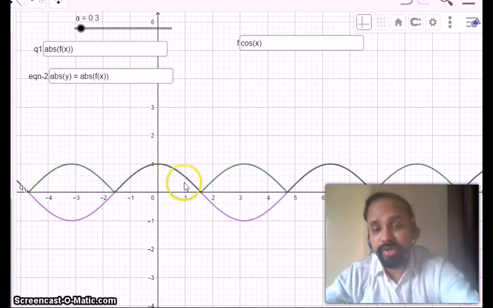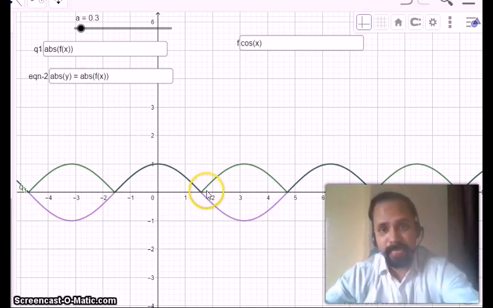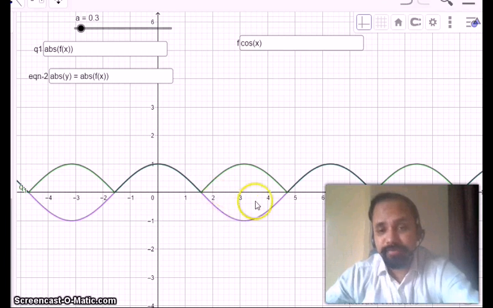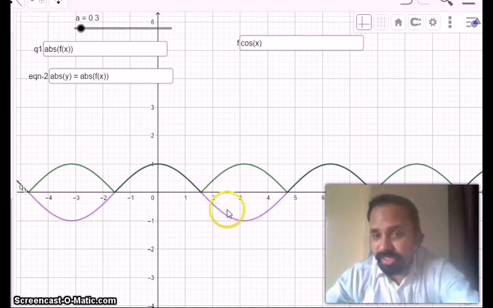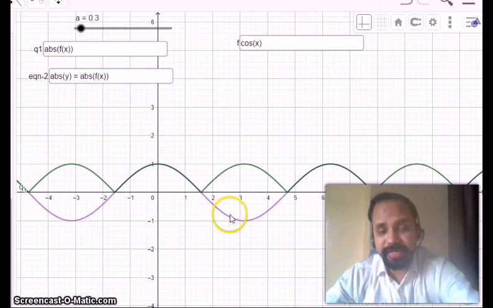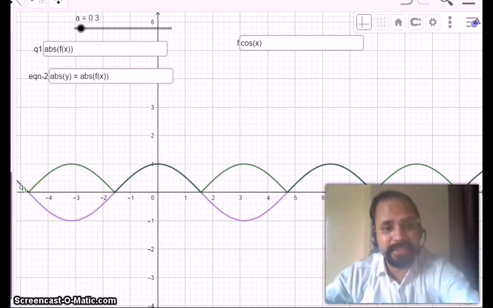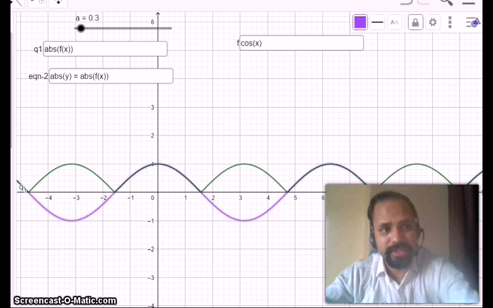What we are doing in mod of cos x, that is, if we have function f(x), first we have to draw the graph of mod of f(x). In that one, we have to omit the graph that is below the x-axis and then take the image of the graph that is below the x-axis. Simply, take the image of the graph that is below the x-axis with respect to the x-axis and omit this graph. That means this is the graph of mod of cos x.